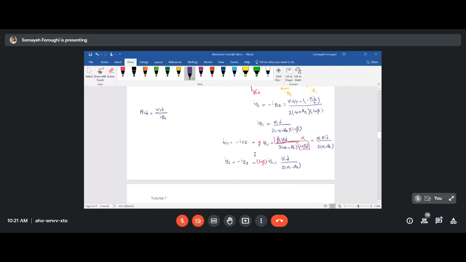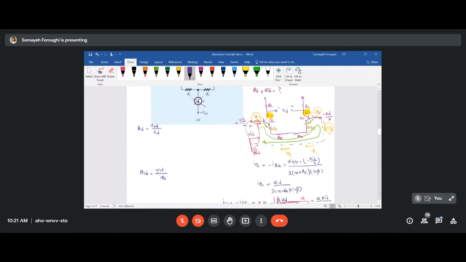Remember, in a differential amplifier, you should always do the AC analysis on the currents. Always, that's a must.